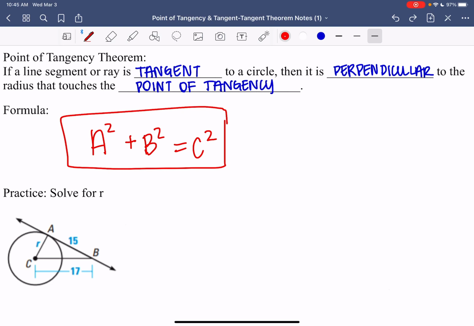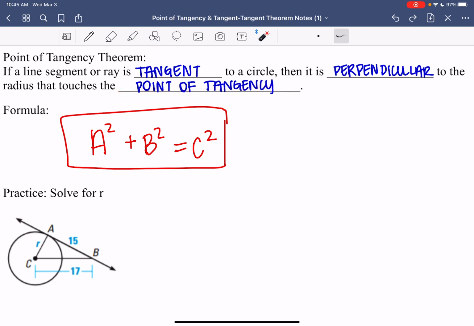Hi friends, so here's a reminder about how to do point of tangency problems, okay? Remember, the point of tangency theorem says that if a line segment or ray is tangent to a circle, then it is perpendicular to the radius that touches the point of tangency, all right?